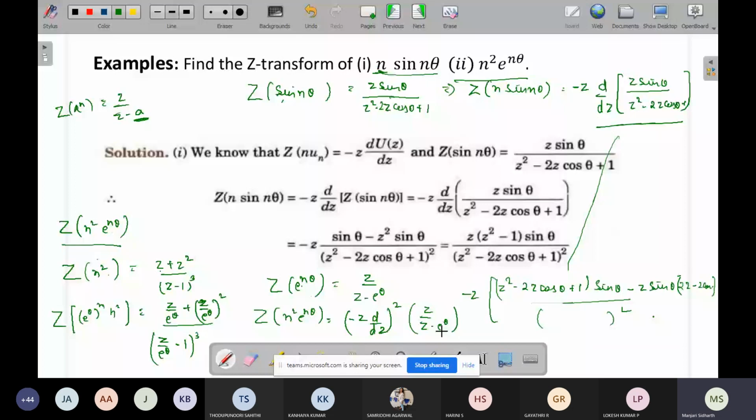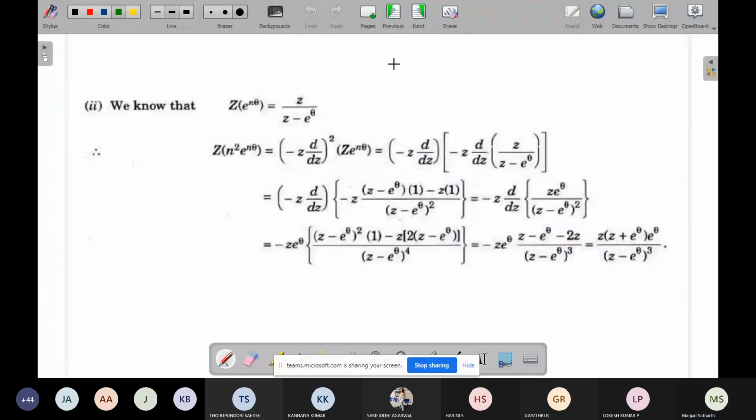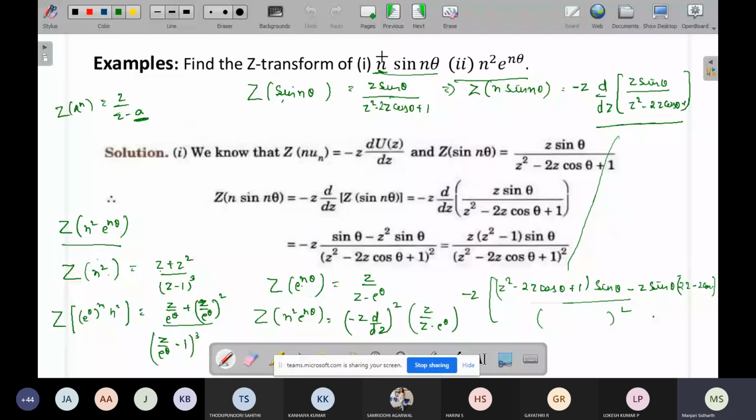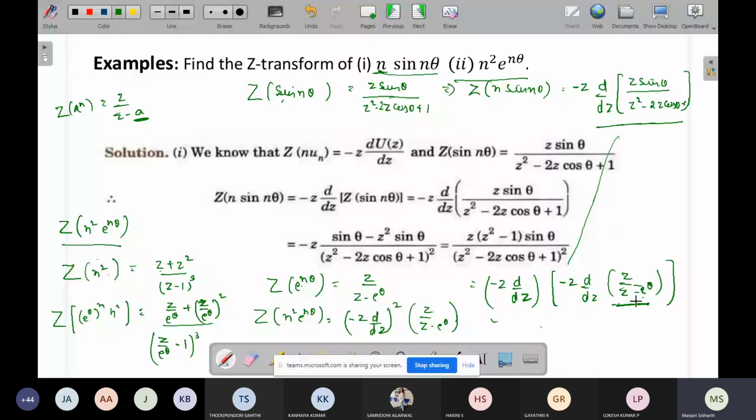I'll not do the differentiation, but I'm just telling you. So minus z d by dz, keep it like this, minus z d by dz of z over z minus e power theta. Differentiate this with respect to z, then multiply by minus z. The result you will get, again differentiate it and then multiply by minus z. You will get the answer.